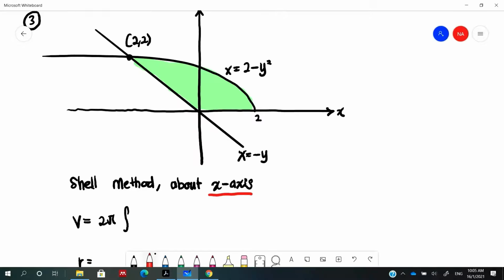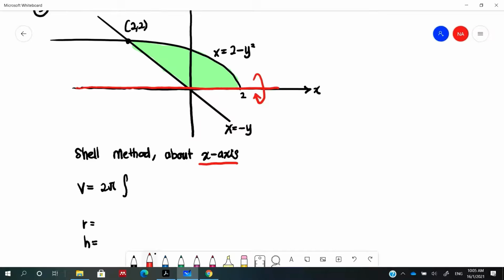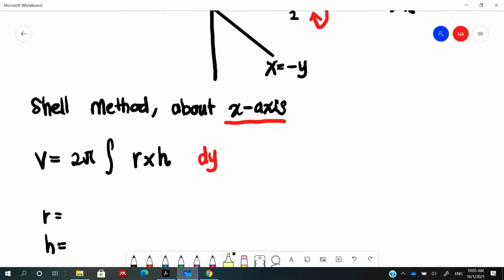So I'm going to highlight the axis of rotation, which should be something like this. We want to rotate about this. We know that when we rotate about the horizontal line, it should be dy. All right, so for the shell method, the formula for the volume should be radius multiplied with height. When it is dy, we know that the values on this integral should be on the y-axis.